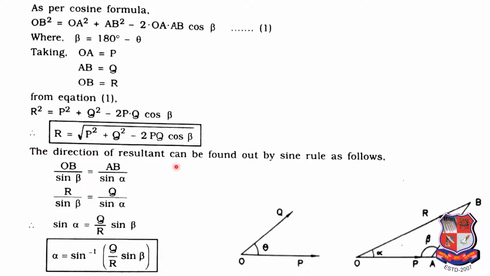The direction of resultant can be found out by sine rule as follows. So again trigonometry, simple trigonometry, it is a simple mathematics. OB upon sine beta is equal to AB upon sine alpha. R upon sine beta is equal to Q upon sine alpha. Therefore, sine alpha is equal to Q by R sine beta, we can simply say. So therefore, alpha will be sine inverse of Q by R sine beta. This is nothing but simple simplification, simple trigonometry, simple mathematics.